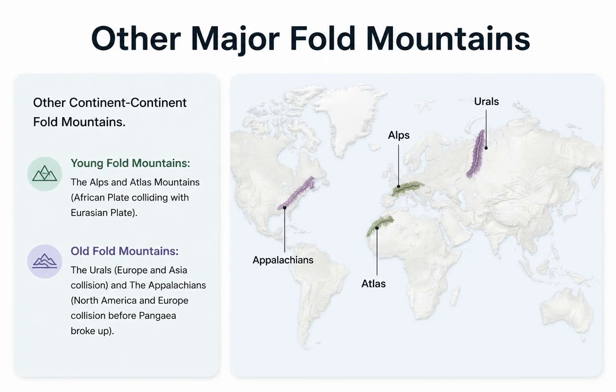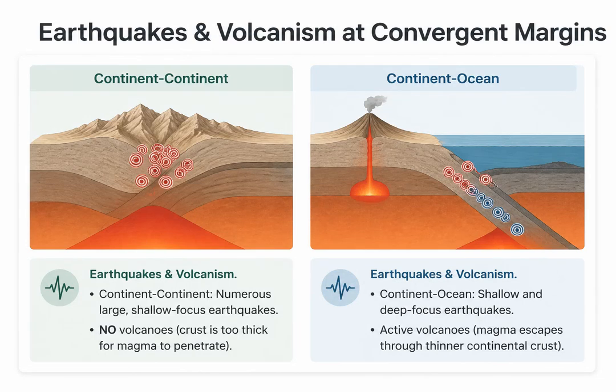The Himalayas are not the only mountains formed this way. The Alps in Europe and the Atlas Mountains in Africa are young fold mountains, created by the ongoing collision between the African and Eurasian plates. On the other hand, the Urals in Russia and the Appalachians in North America are ancient fold mountains. They were formed hundreds of millions of years ago by continental collisions that occurred even before the supercontinent Pangaea broke apart.